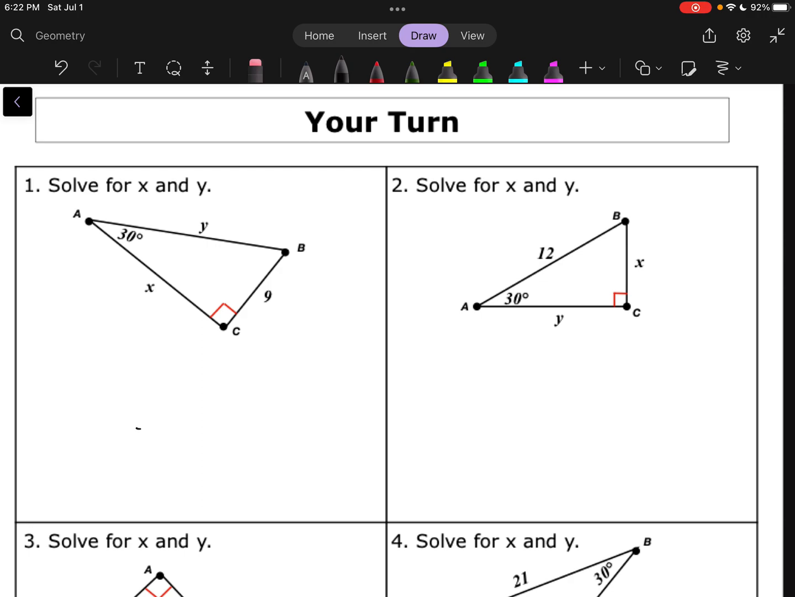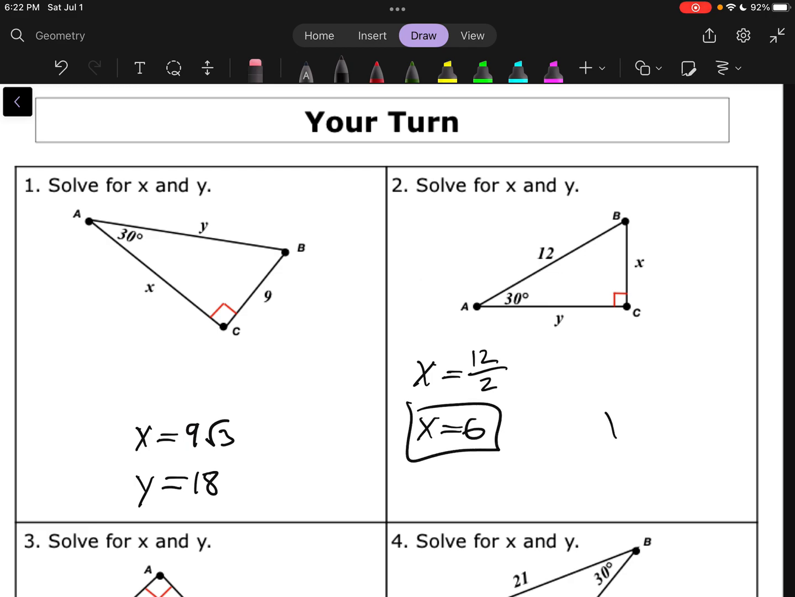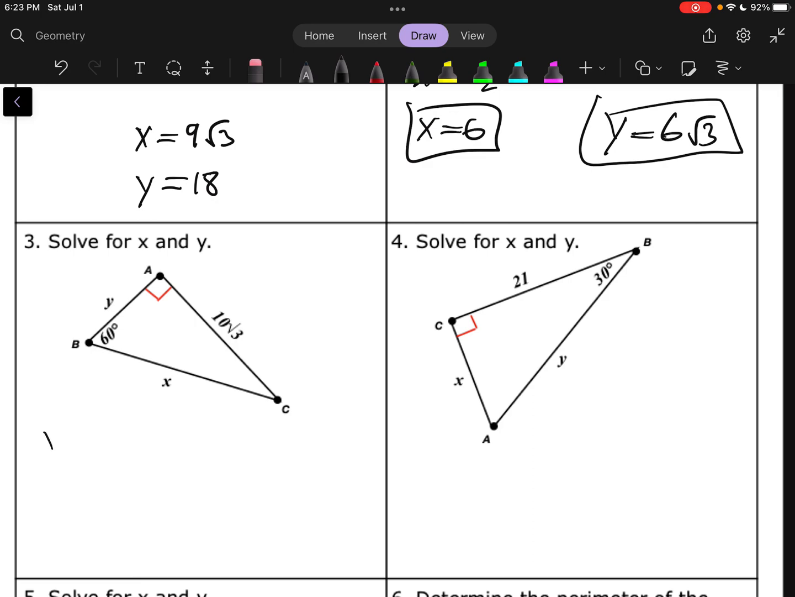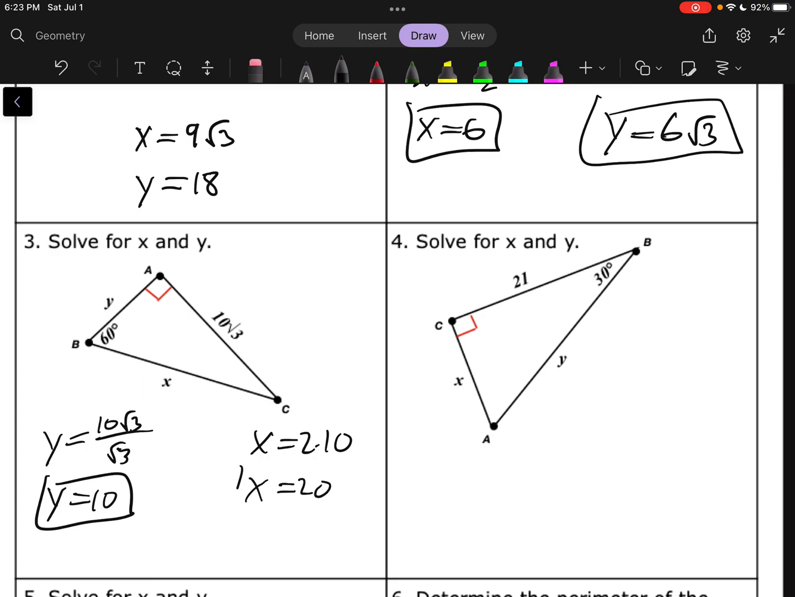All right, so for number 1, we should have gotten that x was 9 root 3 and y was 18. That one was about as straightforward as they get. For the next one, to get x, you should have done 12 divided by 2. So you get 6. And then once x was 6, y was just 6 root 3. For this one, should have gotten y first. You should have done 10 root 3 divided by root 3 to get y to be 10. And then x should have been 2 times 10 to be 20.